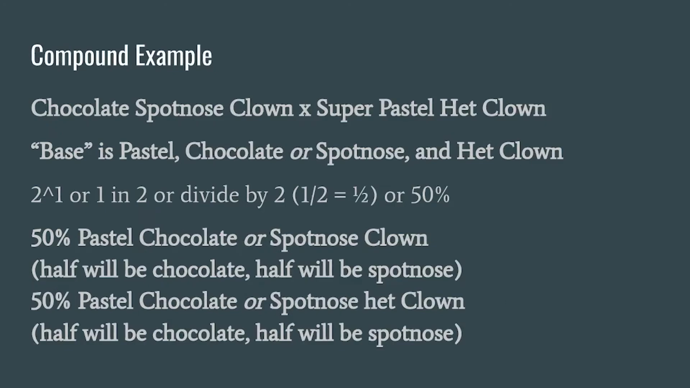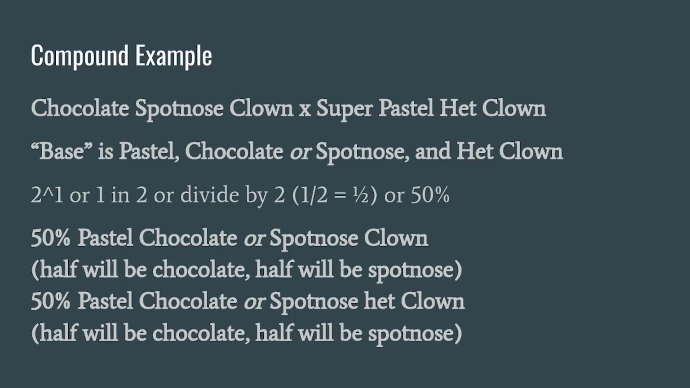Now let's get really crazy. We're going to combine chocolate spot nose, so that's our allelic, or ALS, combo. We're going to combine clown, which is going to be our visual recessive. We're going to cross that with a super pastel, so we've got a super incomplete dominant there. And then we're going to throw a het clown in there.